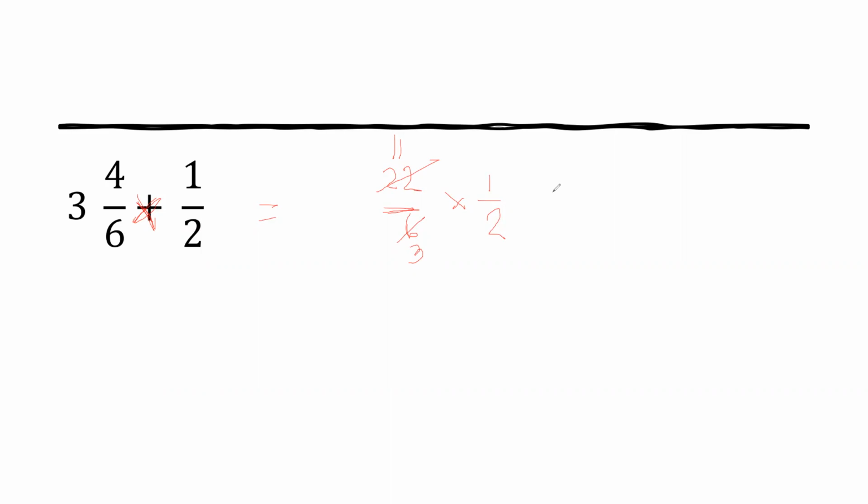Yung try natin ang 1/2, which is I think in lowest term na. So try natin ang diagonal. May makapag-divide ba sa 11 at 2? I think wala na. At yung 1/3, wala na rin. So in that case, we can now proceed to multiplication. 11 times 1, numerator to numerator, 11. Then 2 times 3, 6.